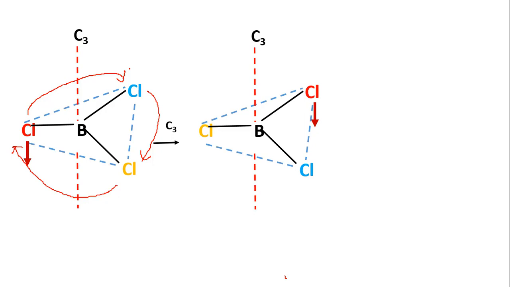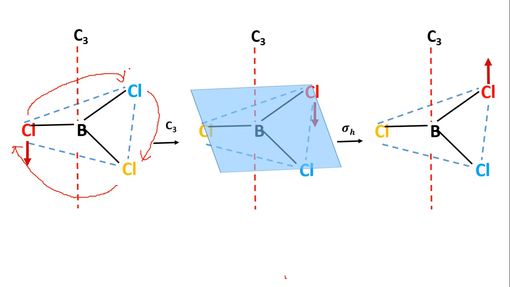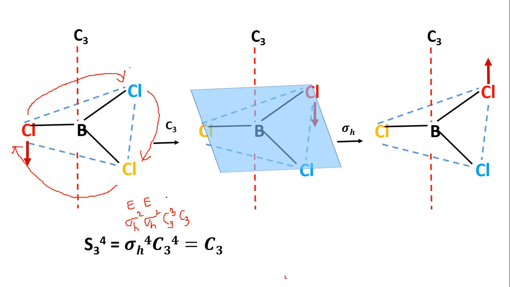When you reflect about the sigma h plane perpendicular to C3, all the atoms will remain in the same position, but the arrow will be shifted up, and we'll get this. And now we'll perform S3 4 times. Performing S3 4 times will be sigma h 4 times. This is sigma h square into sigma h square, and C3 power 4 can be written as C3 cube into C3. Sigma h square is E, and this sigma h square is once again E, and C3 cube is once again E, and so E into C3 is finally C3.